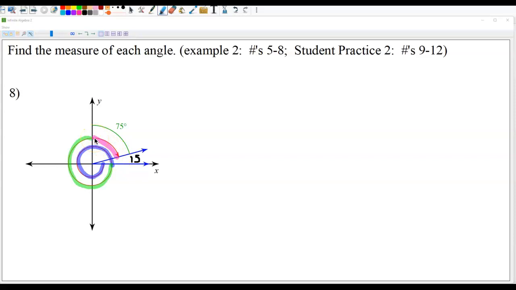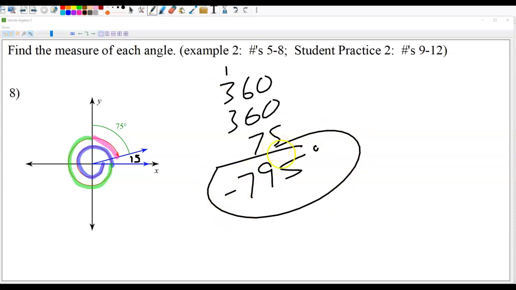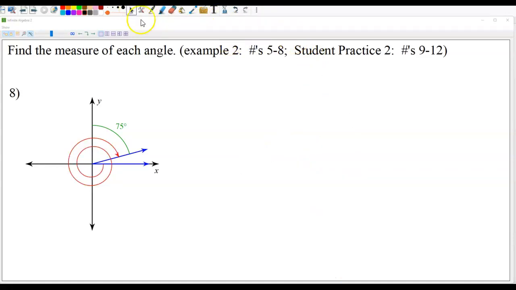And once again, it's another counterclockwise angle. So, I'm sorry, clockwise angle. So it's negative again. So the blue portion is 360 degrees. The green portion is 360 degrees. And the pink portion is 75. 12 and 7 makes 19. Carry the 1. 795 degrees. And it's a negative angle once again because we're going clockwise. All right. And so that's how you can calculate the measures of angles. Let's go ahead and toss a couple of your guys' way.